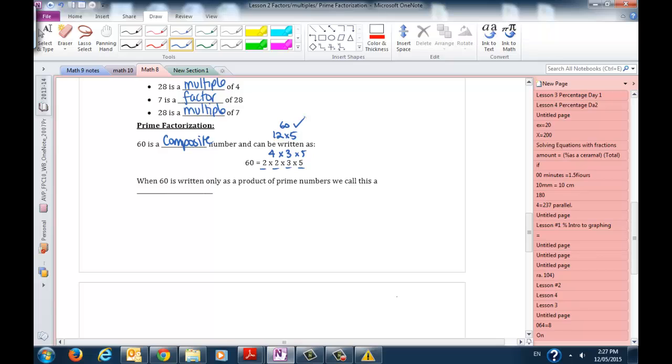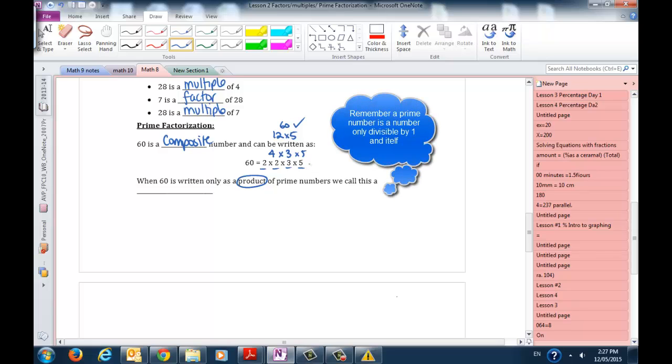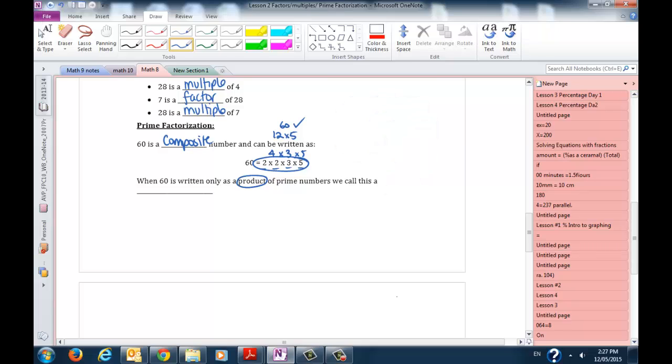When 60 is written as only a product, remember product is just multiplying, of prime numbers, we call this a prime factorization. So what we've done up here is we've broken it down so that it's only prime numbers. It's 2 multiplied by 2 multiplied by 3 multiplied by 5. We call this a prime factorization.